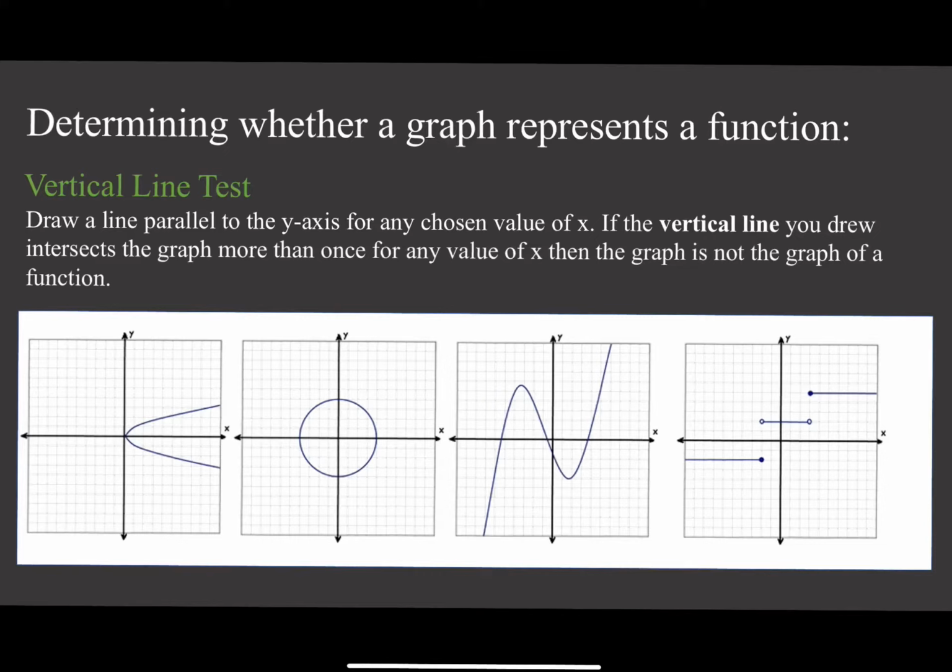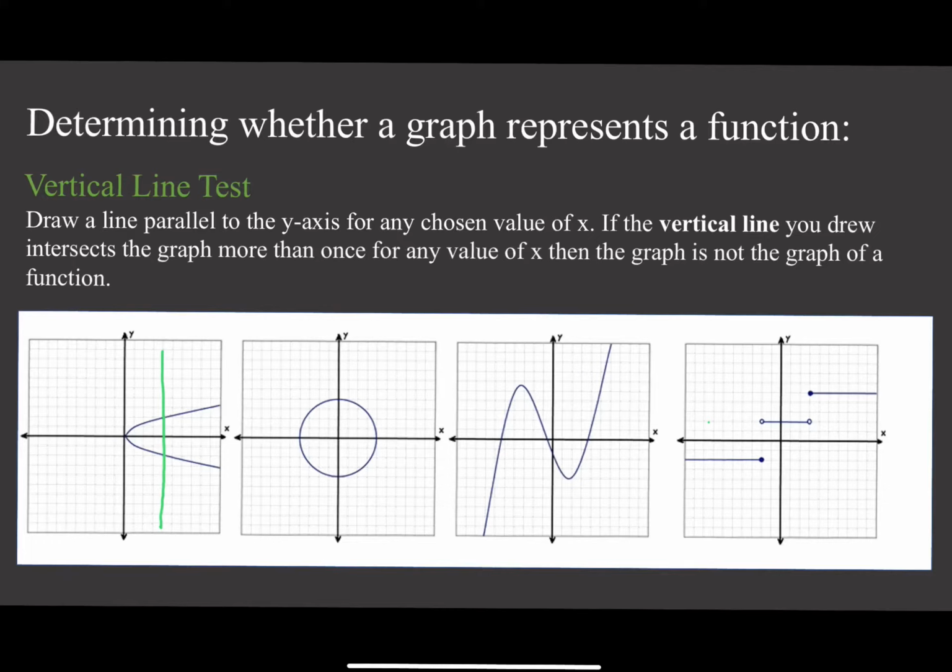And the reason this works relates back to what we talked about last section, where we established that each x can only have one output or one y value. So let's take a look at these four graphs and try out the vertical line test. So starting with this graph on the left, again, all you have to do is draw a vertical line through your graph. And if it intersects at more than one point, your graph is not a function.